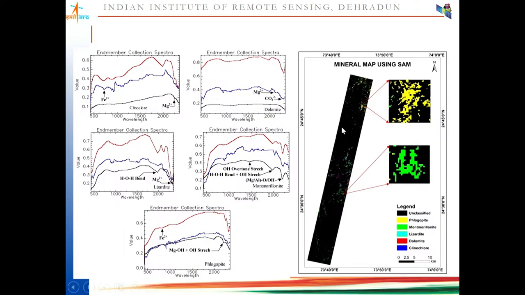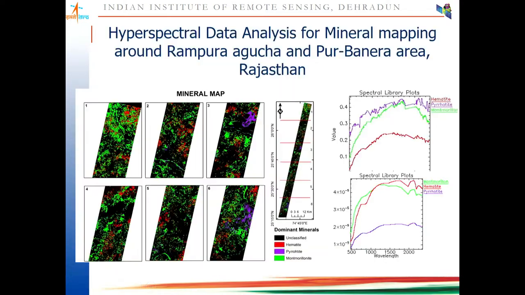This is one of our published works, published in 2020. These are the spectra we have collected: blue color spectra from the image, black from the USGS, and red color spectra from the field library. So we compared them, and then finally we found that we were able to classify into these 5 classes using the hyperspectral image of the area. This is the study close to Udaipur, Rajasthan.